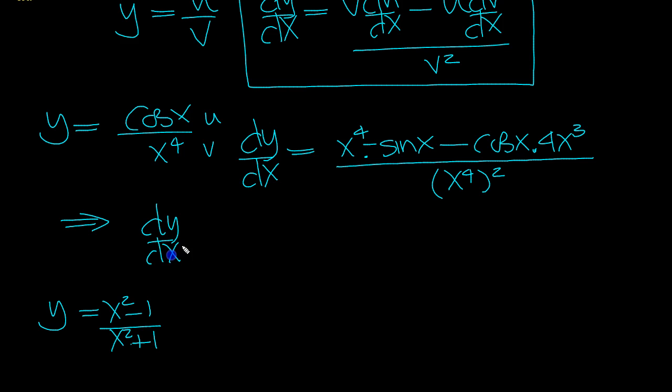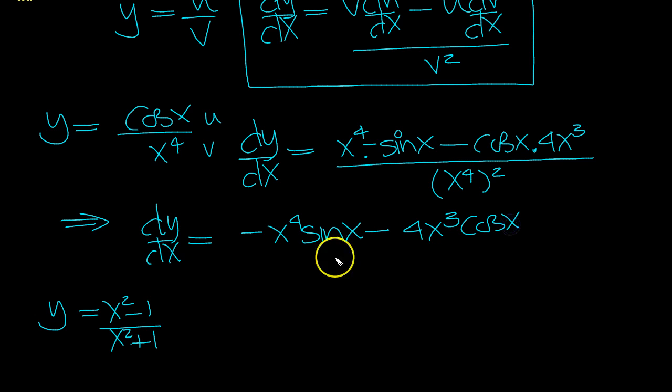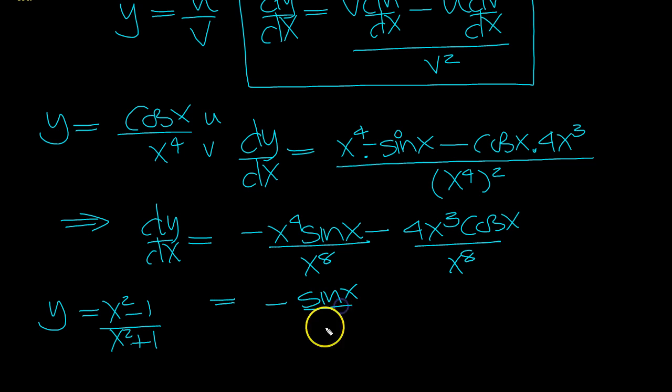dy dx is equal to minus x to the 4 sine x minus 4x cubed cos x over x to the 8, isn't it? And we could split that up. We could just do x to the 8 over there and over x to the 8 there. Split the fraction up. So that's equal to minus sine x over x to the 4 minus 4 cos x over x to the 5, isn't it?